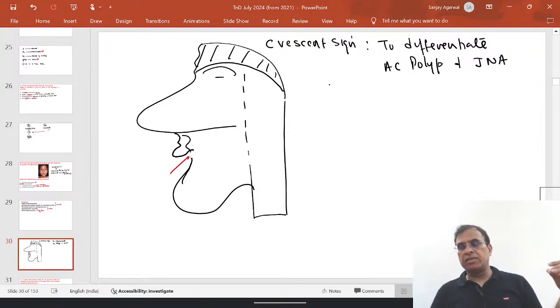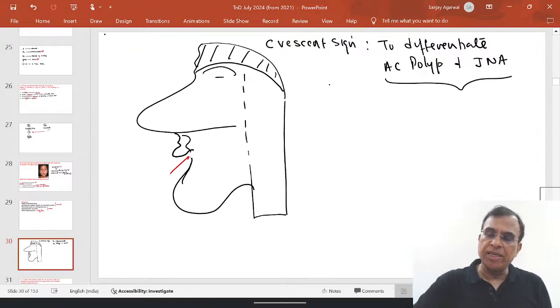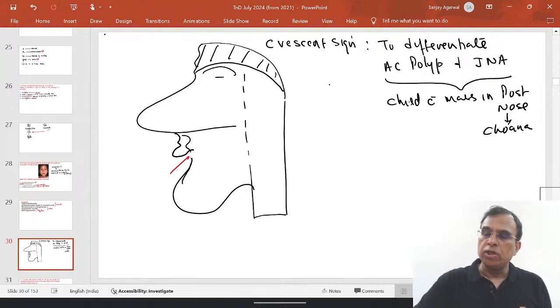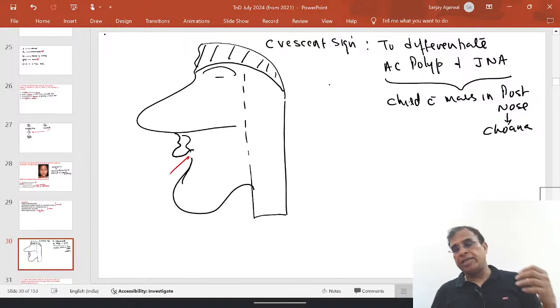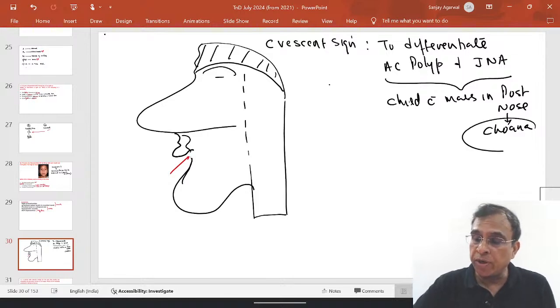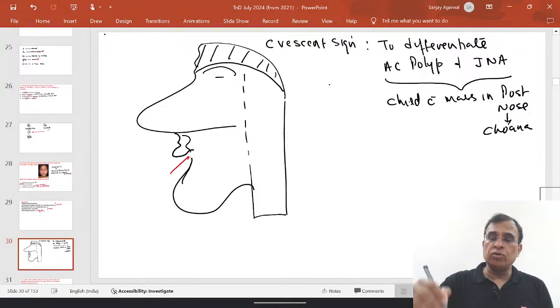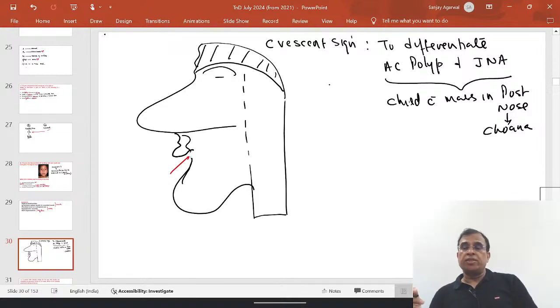This is the basic use of the crescent sign, because both are seen in a small child, a child with a mass in the posterior nose, which is the choana. So both have a mass in the choana. AC polyp is in the choana, antrochoanal polyp. See, the name of the polyp is antrochoanal polyp. And juvenile angiofibroma is seen in the sphenopalatine foramen, and the sphenopalatine foramen is also in the choana. So both are growths, both are in the choana, both are seen in children.